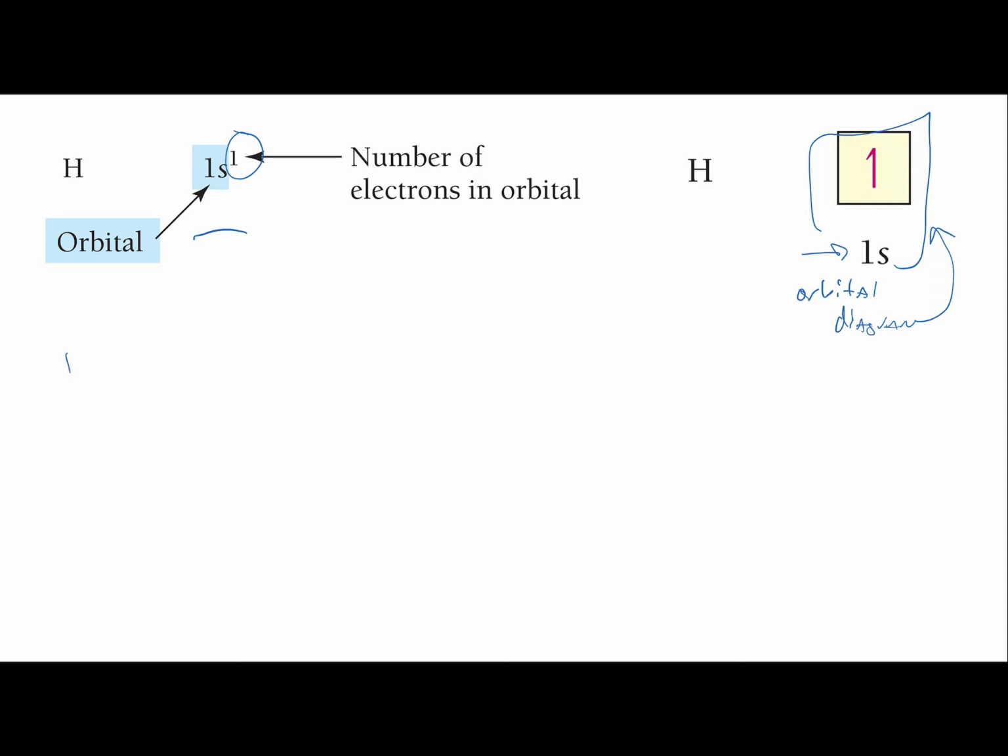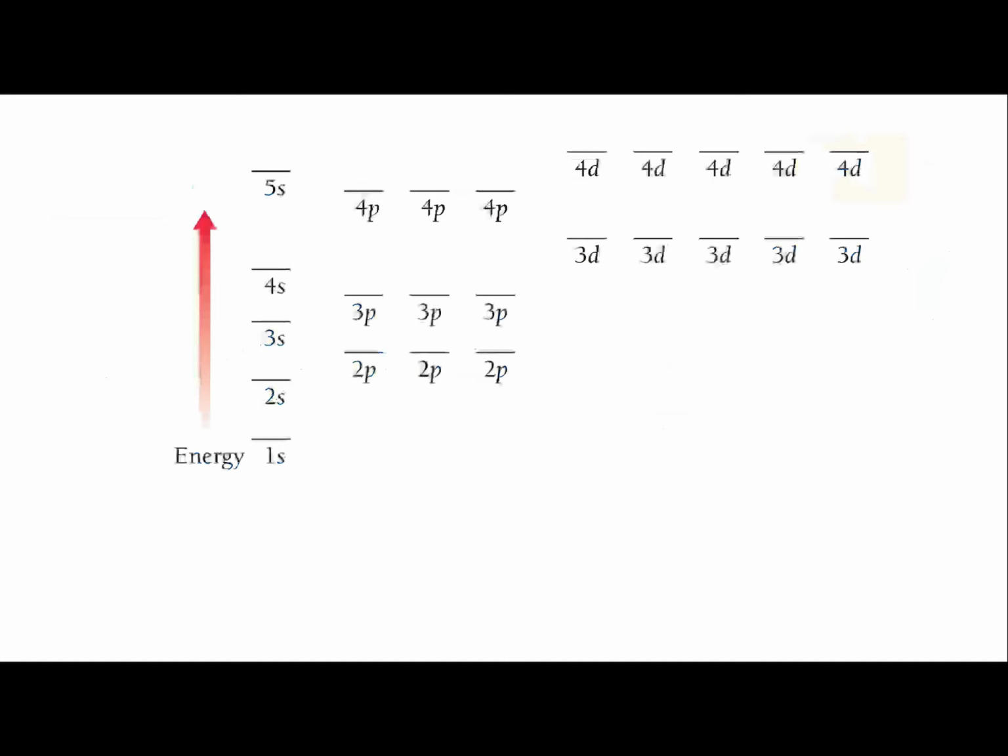Now, there's something called the Pauli exclusion principle that states that no two electrons in the same orbital can have the same spin. So they have to have opposite spins. And so when we pair up electrons, we often show one spin up and one spin down.